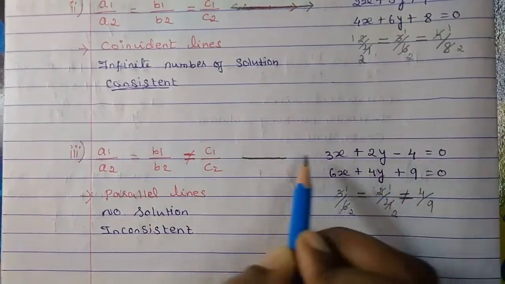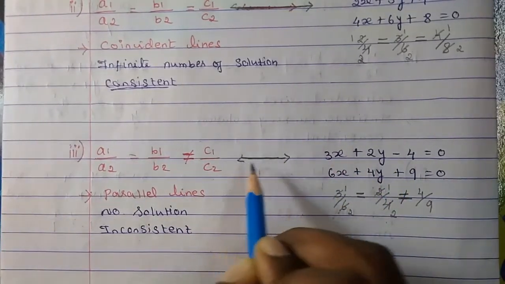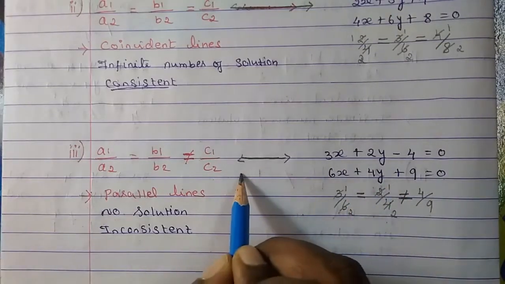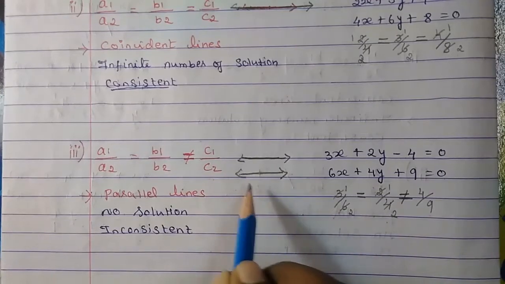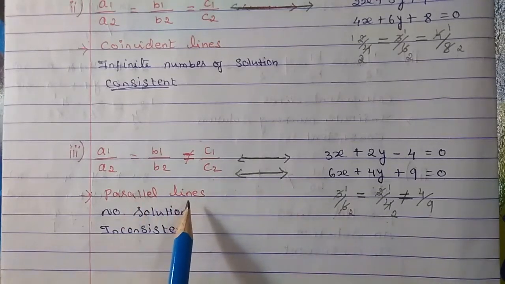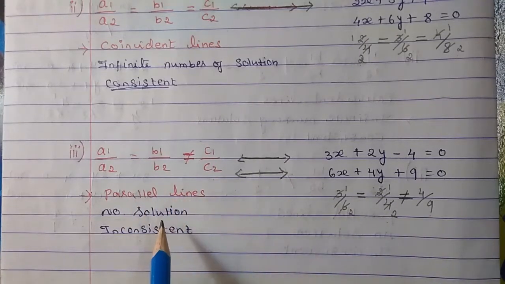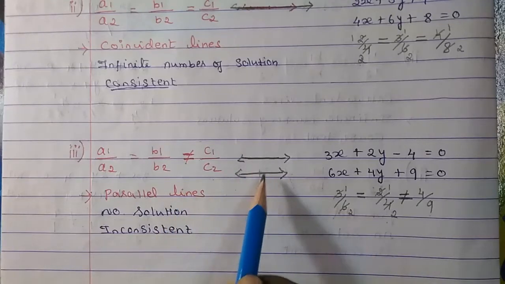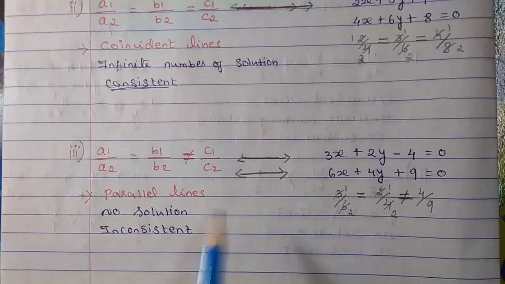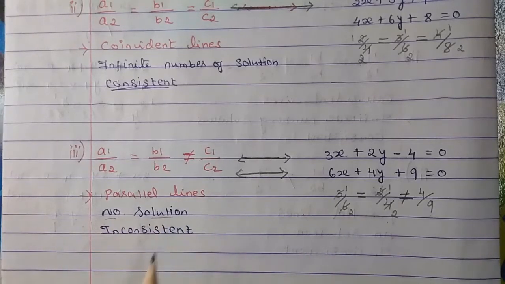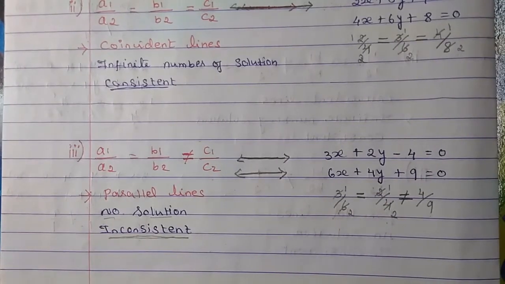So the first equation will give us one line and the second equation will give another line. They will not touch anywhere. So we get parallel lines. When we have parallel lines, we don't have any solution because nowhere are they touching at any common point. Therefore this has no solution, and this type of equations is called inconsistent. Now let us check the third one.